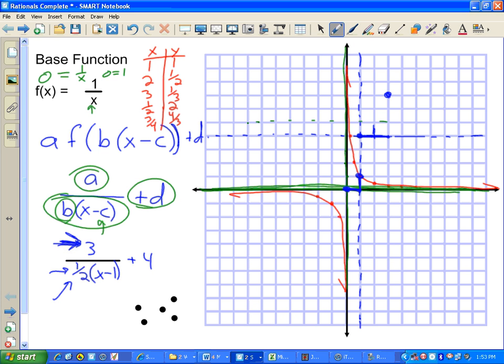The next point I used to go over 2 and then up 1/2. Now instead of over 2, I'm going to go over twice as much. So I'm going to go over 4. 1, 2, 3, 4. And instead of going up 1/2, I'm going to go up 3 times that. So I'm going to go up 1.5. We can do it the other way too. I used to go over 1/2, up 2. Now I'm going to go over twice that much, so I'd be at 1, and up 3 times as much. So that'd put me up 6. And here's my transformed graph.